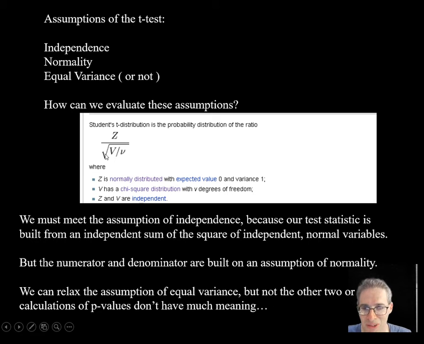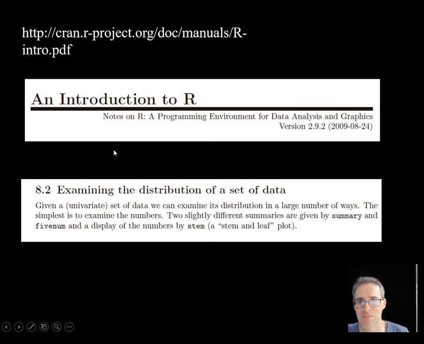definition of the Student's t-distribution, right? So both the numerator and the denominator have an assumption of normality built in, because the z distribution is just the normal distribution, and the v distribution here is the chi-square distribution, which is the sum of normal distributions squared. So this assumption of normality hits us in both the numerator and the denominator of the t-statistic.